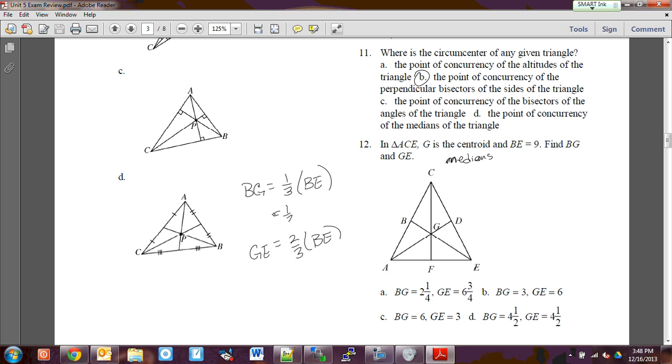So this is 1/3 times 9, because they told us BE was 9. So 1/3 times 9 is 3. That means BG is 3, and GE is simply 3 times 2, because 2/3 is 2 times 1/3. So that's 6. So our answer down here is B. BG is 3, GE is 6. All right, moving right along.